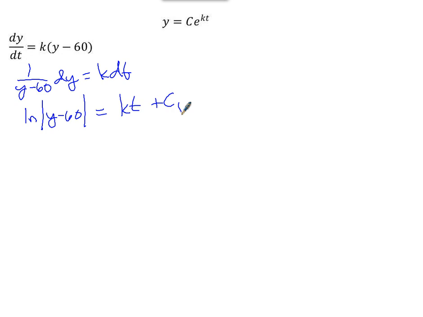We were trying to solve for y. What do we got to do? Yeah, we're going to apply e, make a base of e to both sides. But before we do that, let's think about this absolute value thing here, because absolute value is a bummer to have to deal with. Do I need the absolute value?